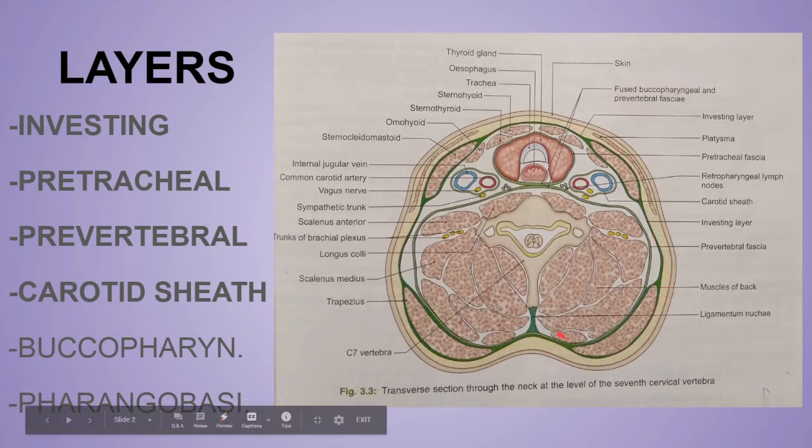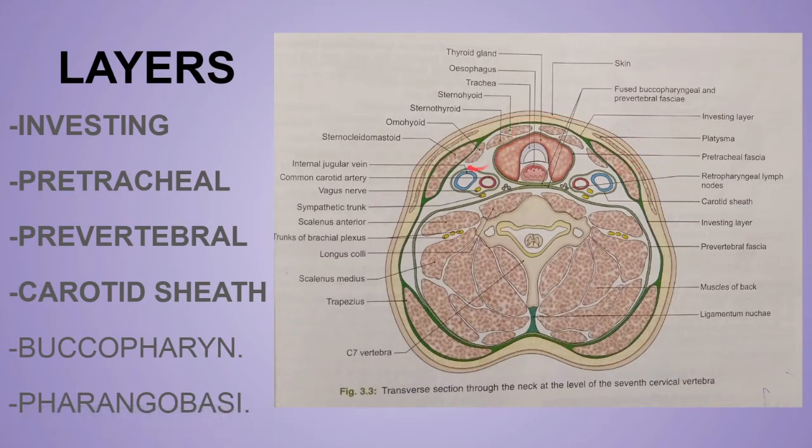Okay, now as you can see over here, this outer green layer is the investing layer of the deep cervical fascia. This is the sternocleidomastoid muscle, and this is the platysma, the outermost one. The platysma is a muscle of the neck, and this is the trapezius muscle.